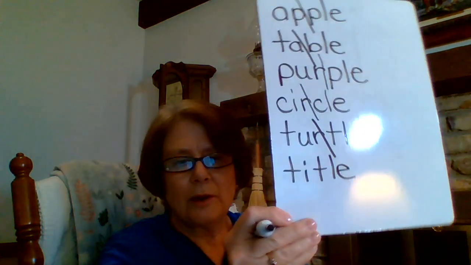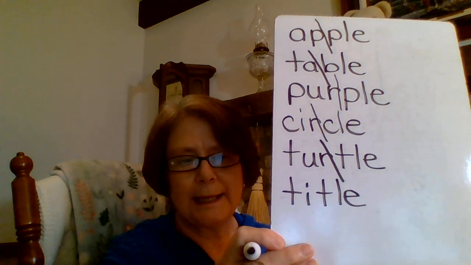The last word that we have in our basic words is title, T-I-T-L-E. Now here's an open word, T-I, that's the first syllable, title. And that's where we divide it between the I and the second T, title. So that's an open syllable.